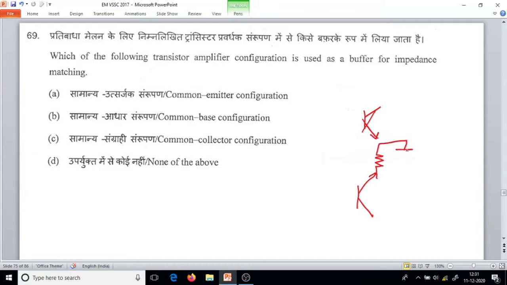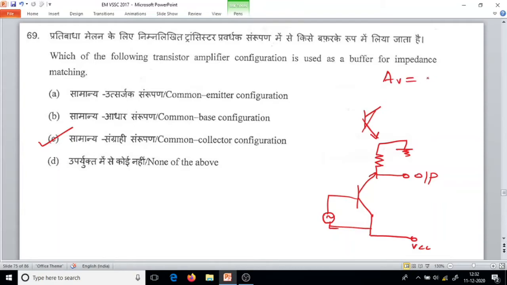So this is our output. Here I will take the output and here I will apply the input. So what is this? This is a common collector configuration. The common collector configuration is used for impedance matching. What is the voltage gain in common collector?